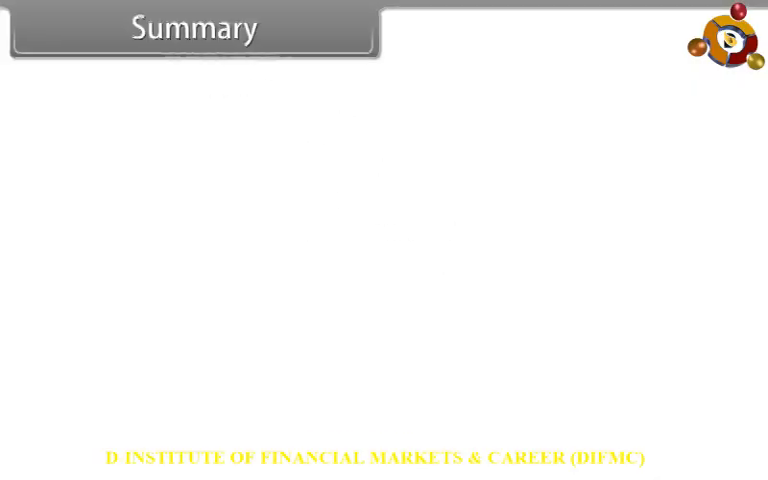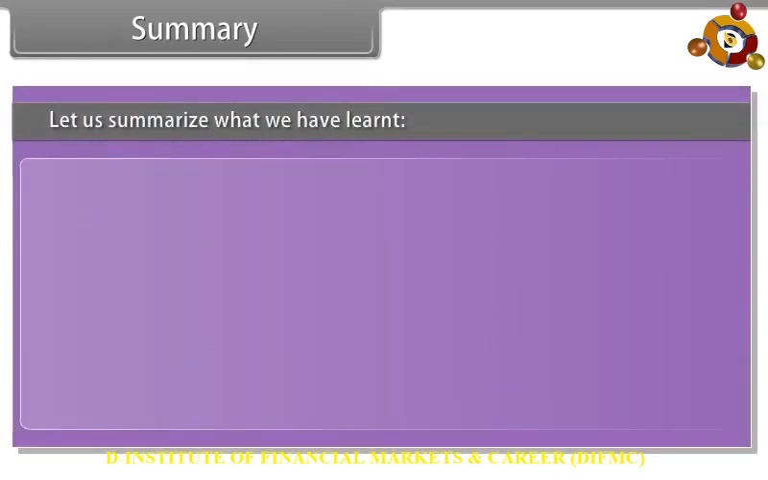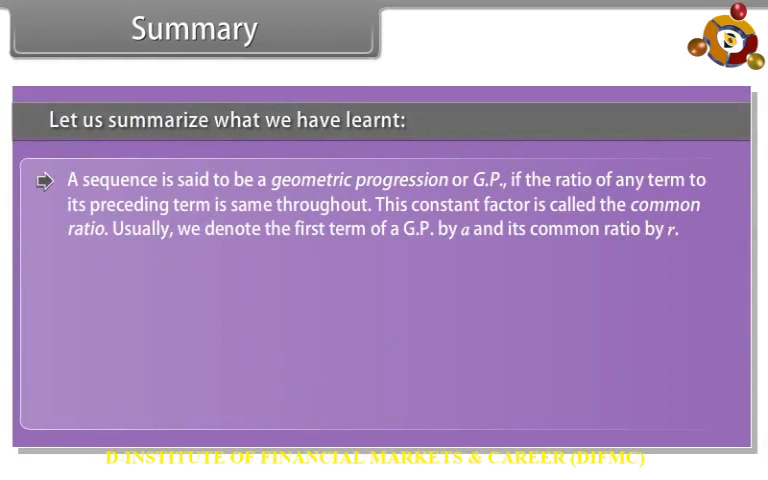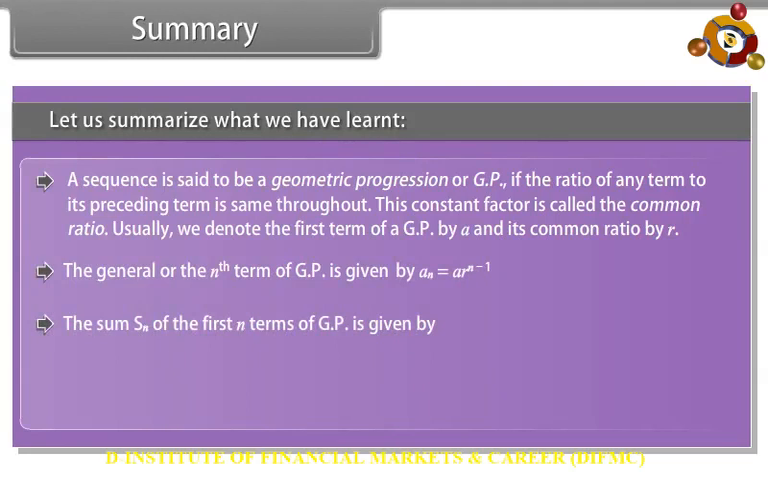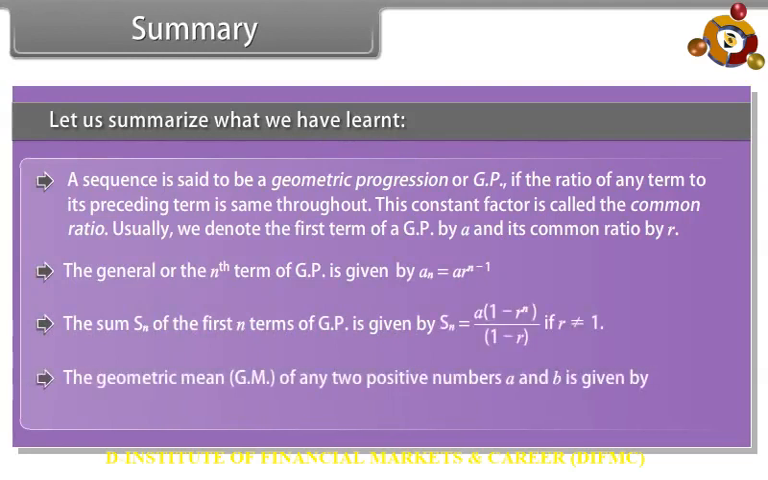Summary. Let us summarize what we have learned. A sequence is said to be a geometric progression or GP if the ratio of any term to its preceding term is same throughout. This constant factor is called the common ratio. Usually we denote the first term of a GP by A and its common ratio by R. The general or the nth term of GP is given by, the sum Sn of the first n terms of GP is given by, the geometric mean of any 2 positive numbers A and B is given by, that is, the sequence A, G, B is GP.